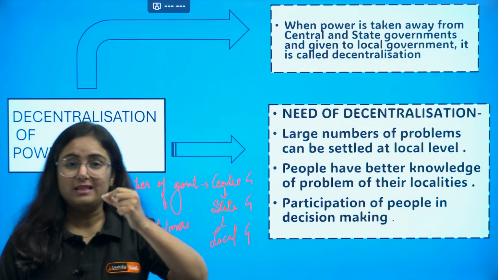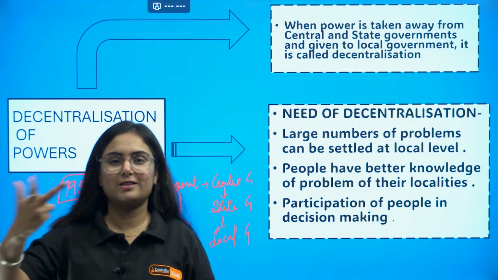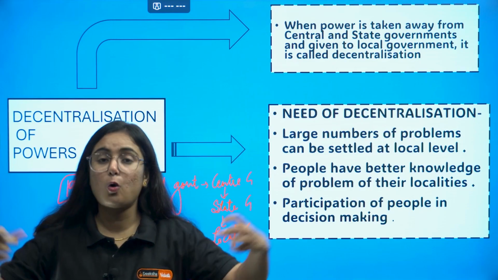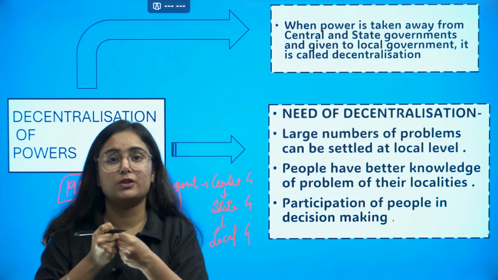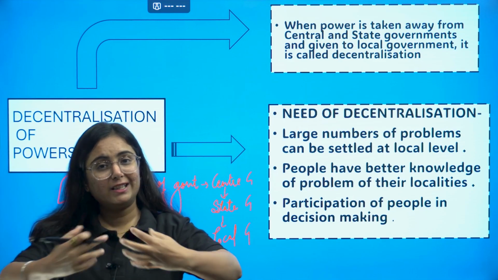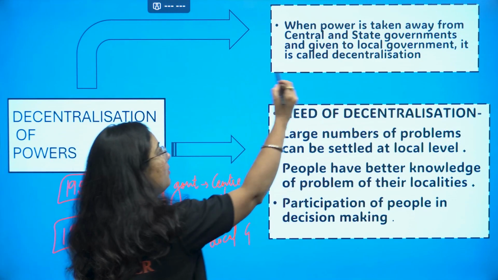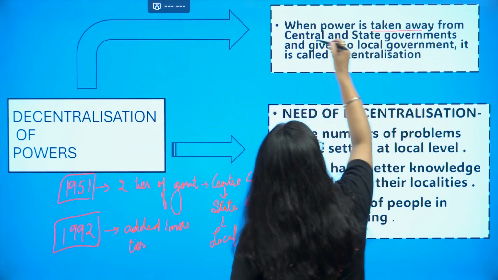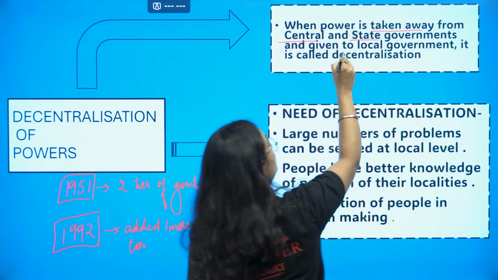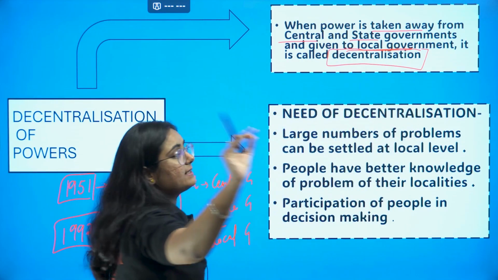Basically, now what is decentralization? Now we will see it with reference to the opposite word, centralization. Centralization means to hold the power in one unit. Decentralization means to divide the power among different units. Get my point? So when power is taken from the central government and state government and given to local government, this process is known as decentralization.